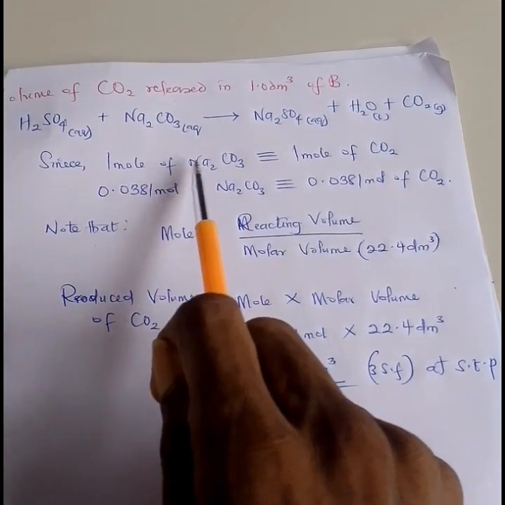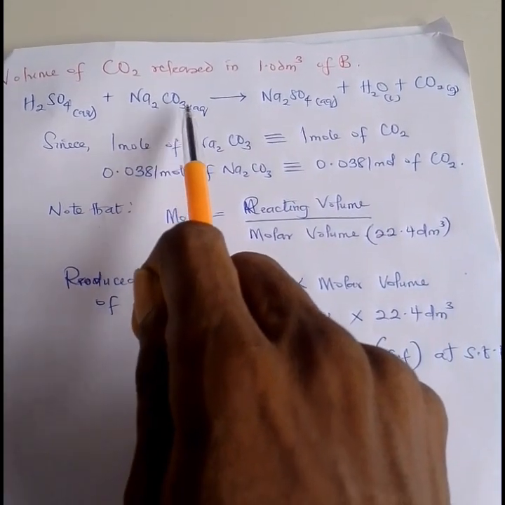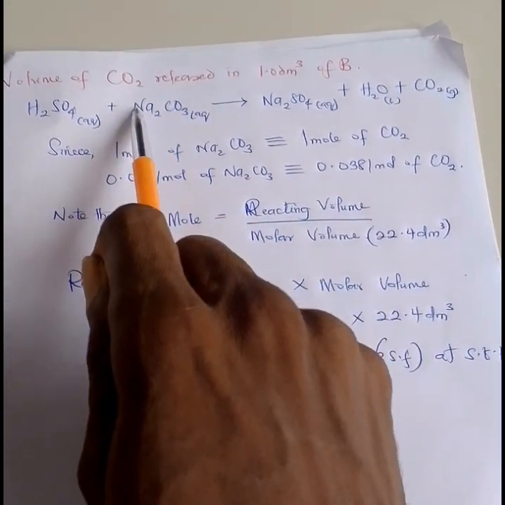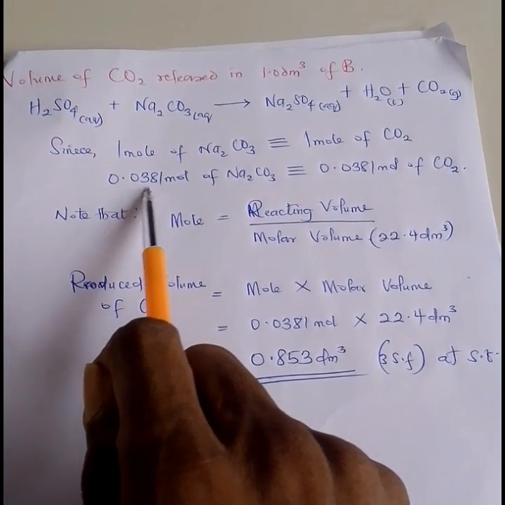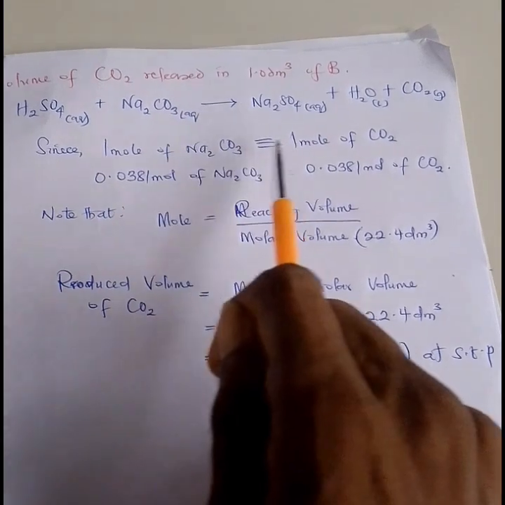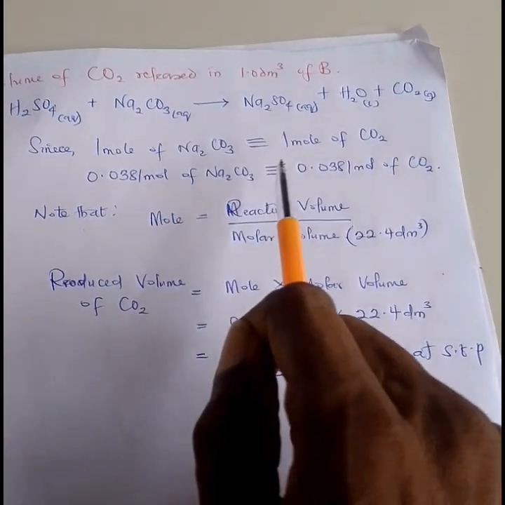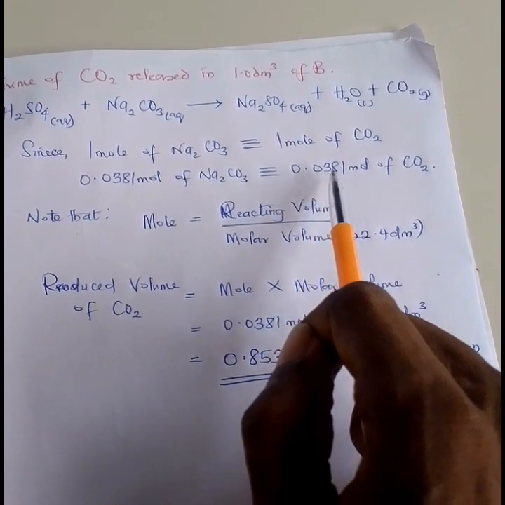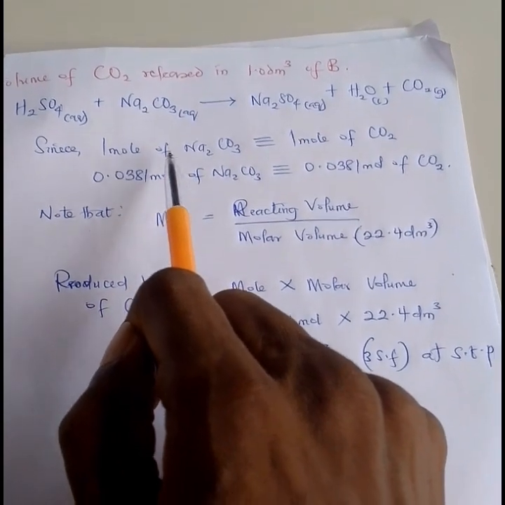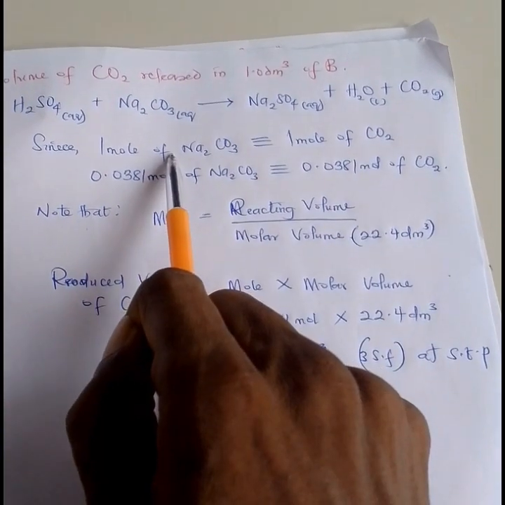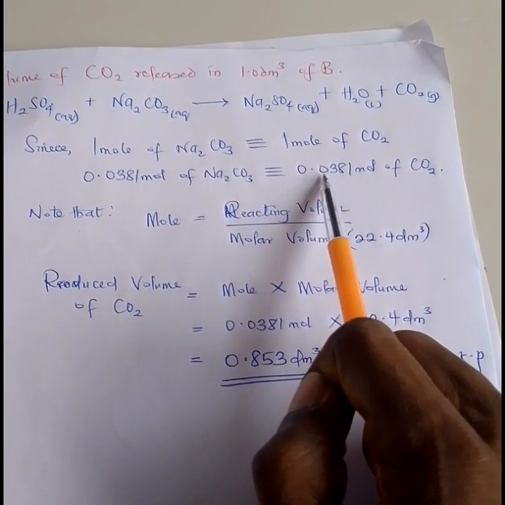1 mole of this produced 1 mole of this. So if 1 mole of Na2CO3 gave us 1 mole of CO2, and we already calculated the mole of the pure Na2CO3 as 0.0381. You remember that was the mole of the pure. So since 1 mole is equal to 1 mole of this, that means 0.0381 mole of this would also be equivalent to 0.0381 of CO2. That is by equivalence because it is the same mole, right? So that means that the mole of CO2 gas released is 0.0381.